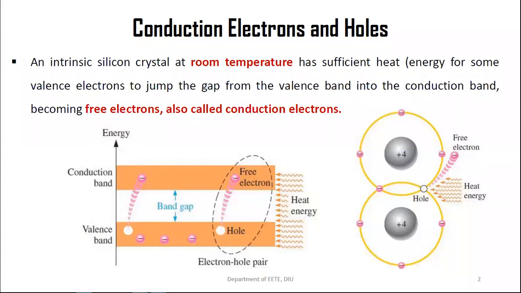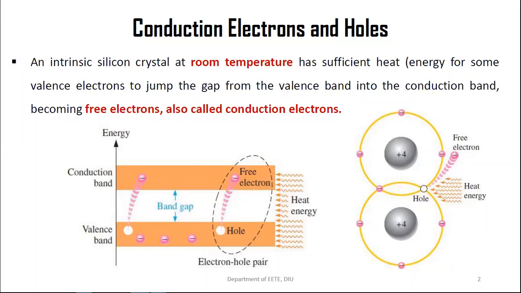When this heat energy is applied to the silicon, as you can see in this diagram, the covalent bond absorbs the heat energy and is broken. When it is broken, one free electron is created. The free electron moves away from the covalent bond, but one hole is also created. That's how electron and hole pairs are created at room temperature. This is one of the internal processes.